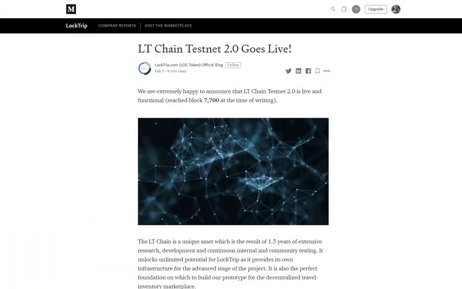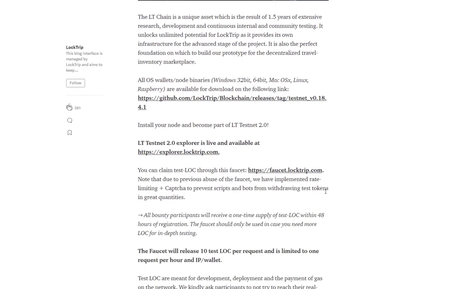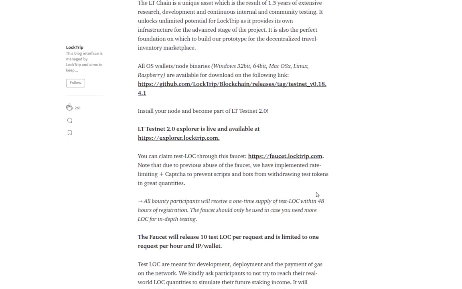But the ERC20 token will not be around forever, and Locktrip have built their own chain. Locktrip testnet, this is an article from the 3rd of February saying that LT Chain testnet 2.0 goes live. To say we are extremely happy to announce that LT Chain testnet is live and functional. Reached block 7,700 at the time of writing. The LT Chain is a unique asset which is a result of 1.5 years of extensive research, development and continuous internal and community testing. It unlocks unlimited potential for Locktrip as it provides its own infrastructure for the advanced stage of the project. It is also the perfect foundation on which to build our prototype for the decentralized travel inventory marketplace.